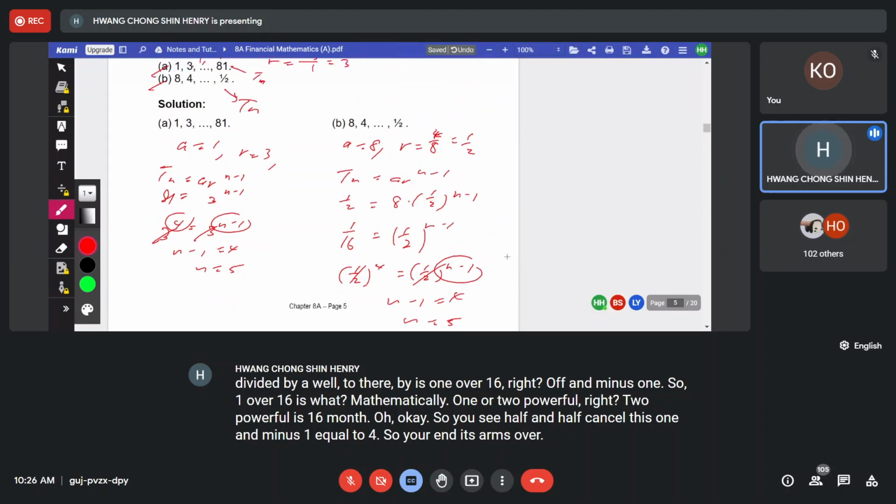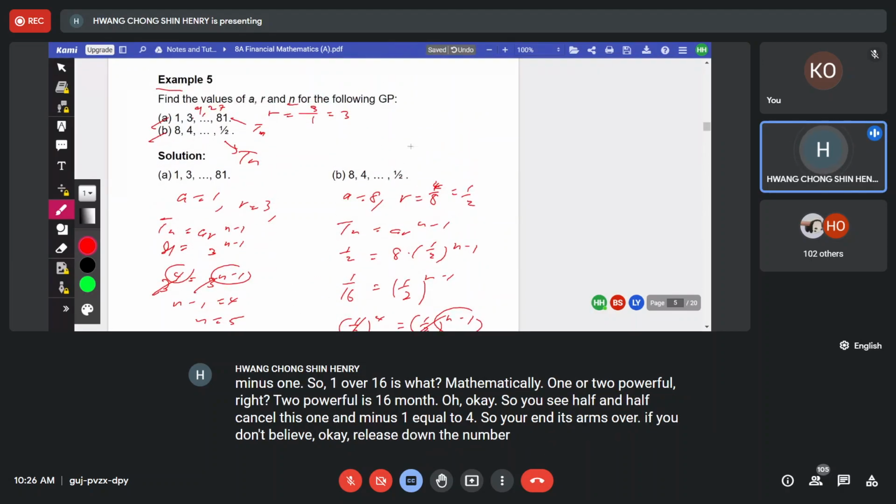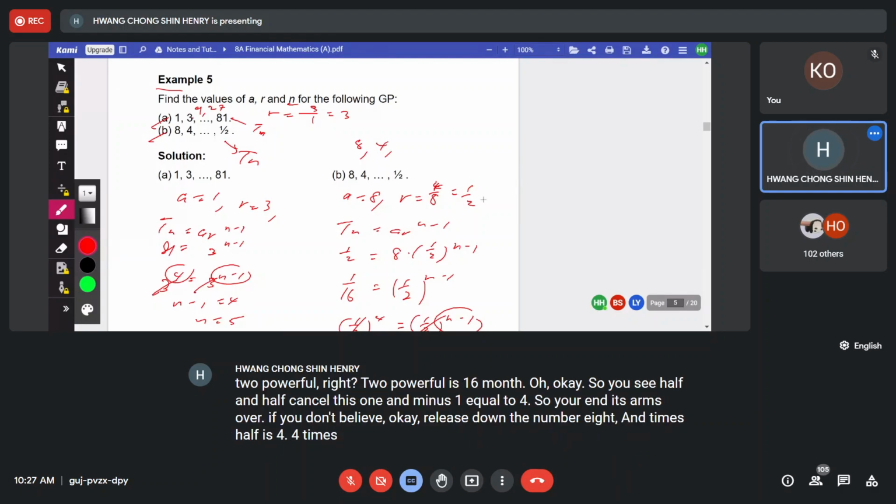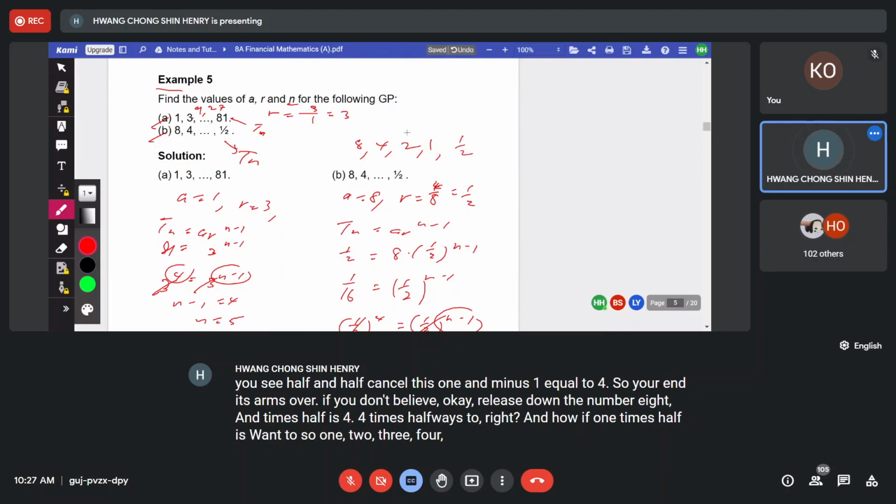If you don't believe, okay, we list down the numbers. 8, then times half is 4. 4 times half is 2, right? 2 times half is 1. 1 times half is 1 over 2. So 1, 2, 3, 4, 5 numbers. Can you see?